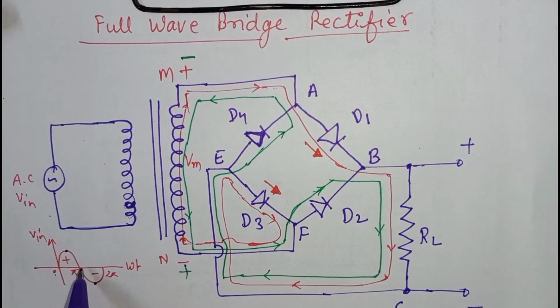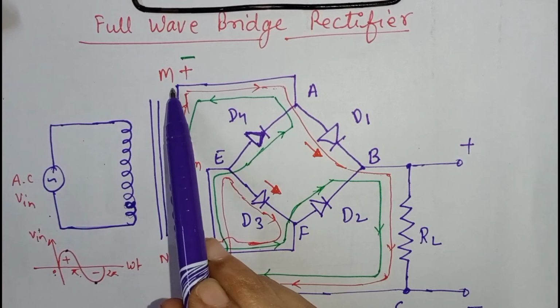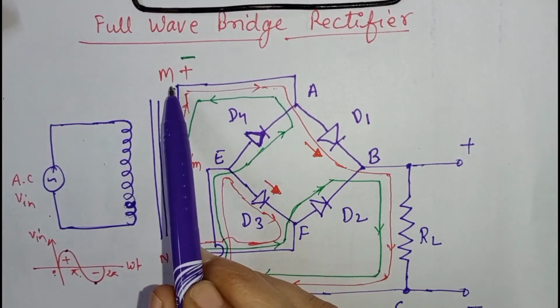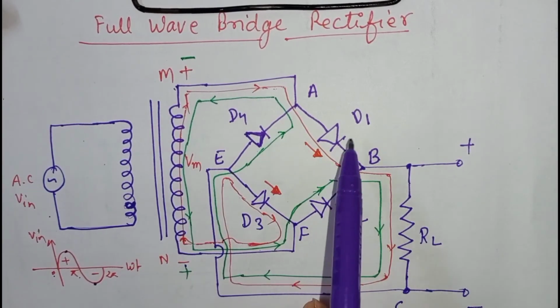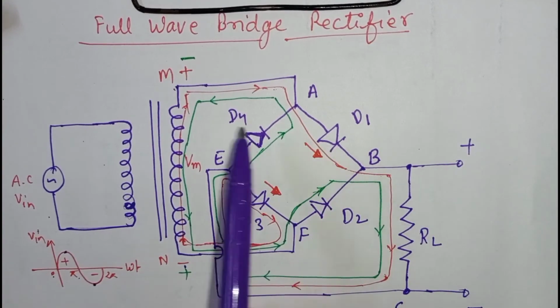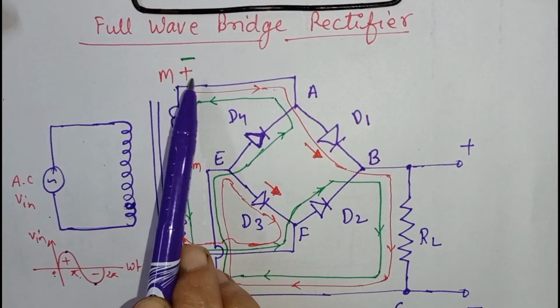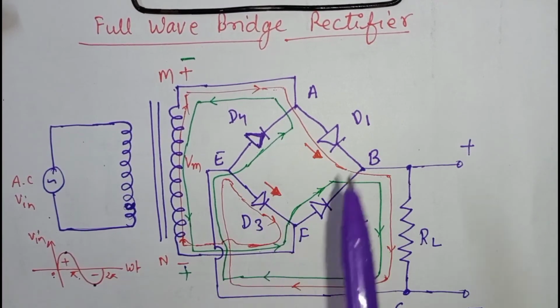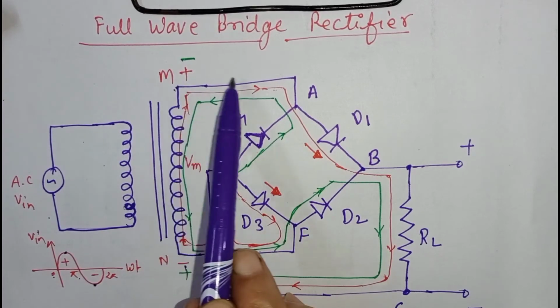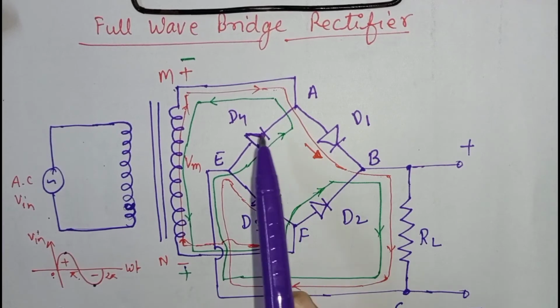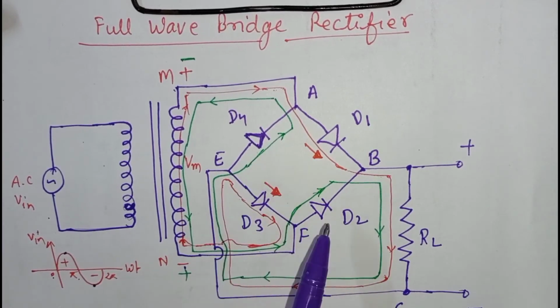Now during positive half cycle from 0 to pi, this terminal M is positive and this terminal N is negative. As this terminal is positive, this diode, D1, and the diode D3 are forward biased because they are connecting to the positive terminal at their P region. This one and this one, D1 and D3. And this positive terminal is connected to the negative region of D4 and D2. So D2 and D4 are reverse biased and D1 and D3 are forward biased.